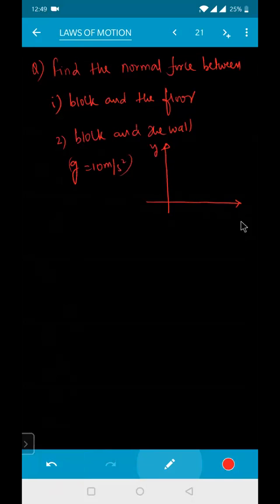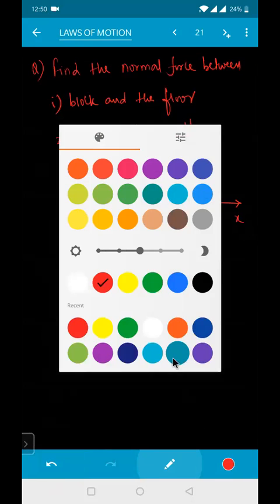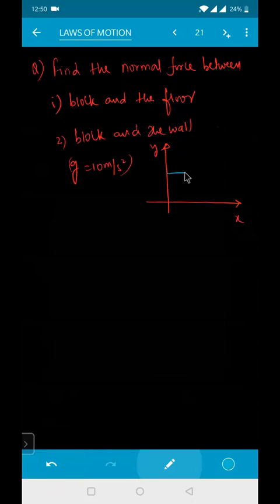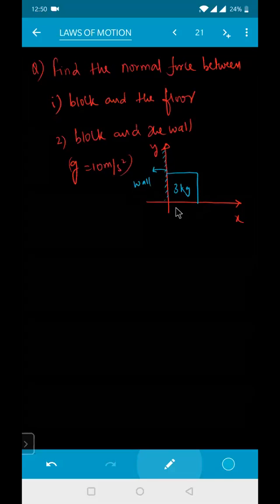This is the y-axis, this is your x-axis, and the block is being kept in contact with the wall somewhat like this. This is your 3 kg block, and this one is your wall. This one is your wall, and this one is your ground, or maybe your floor. Okay, now try to do it out.